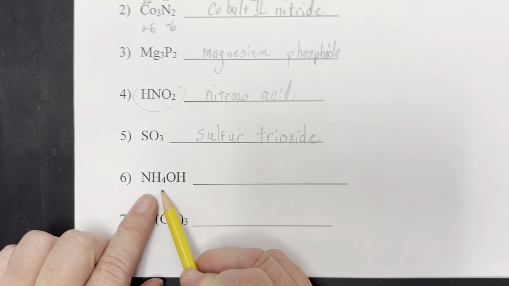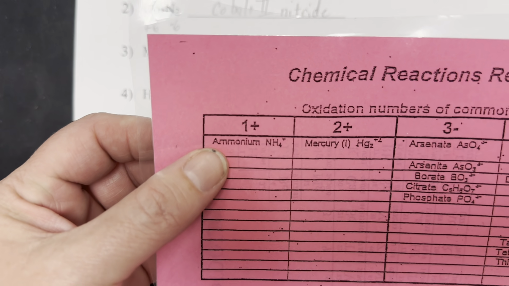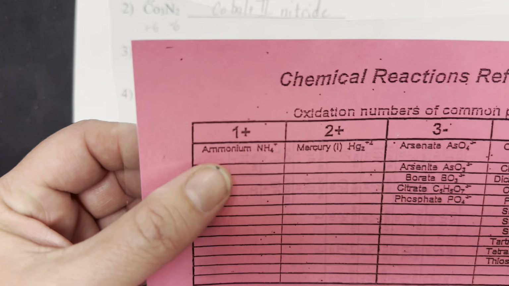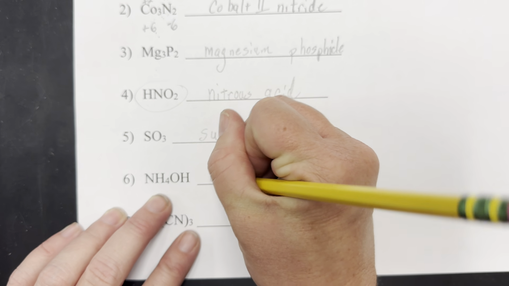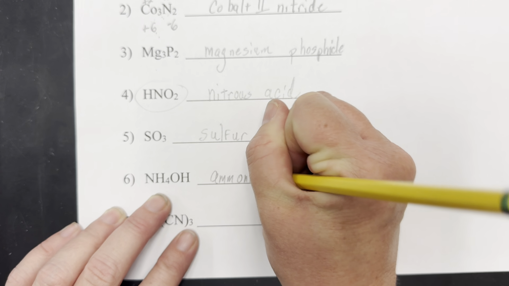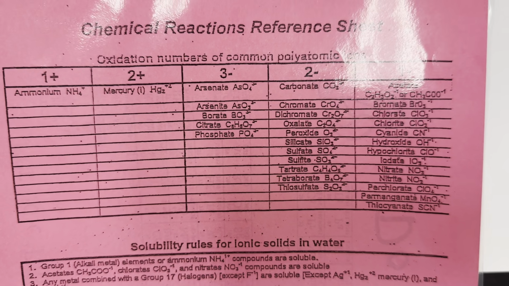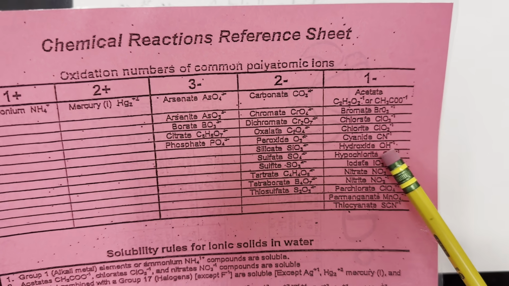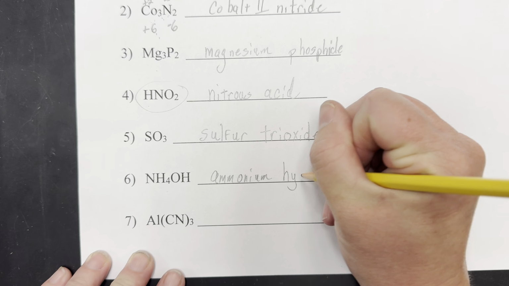Number 6 is an interesting one, and one you just kind of have to keep an eye out for. NH4, you need to recognize that that is the polyatomic ion ammonium. All right, that is ammonium, and you need to name accordingly. So I am ammonium. OH is another polyatomic ion, and you're going to find it on here. It is hydroxide. So just simply ammonium hydroxide is the name.